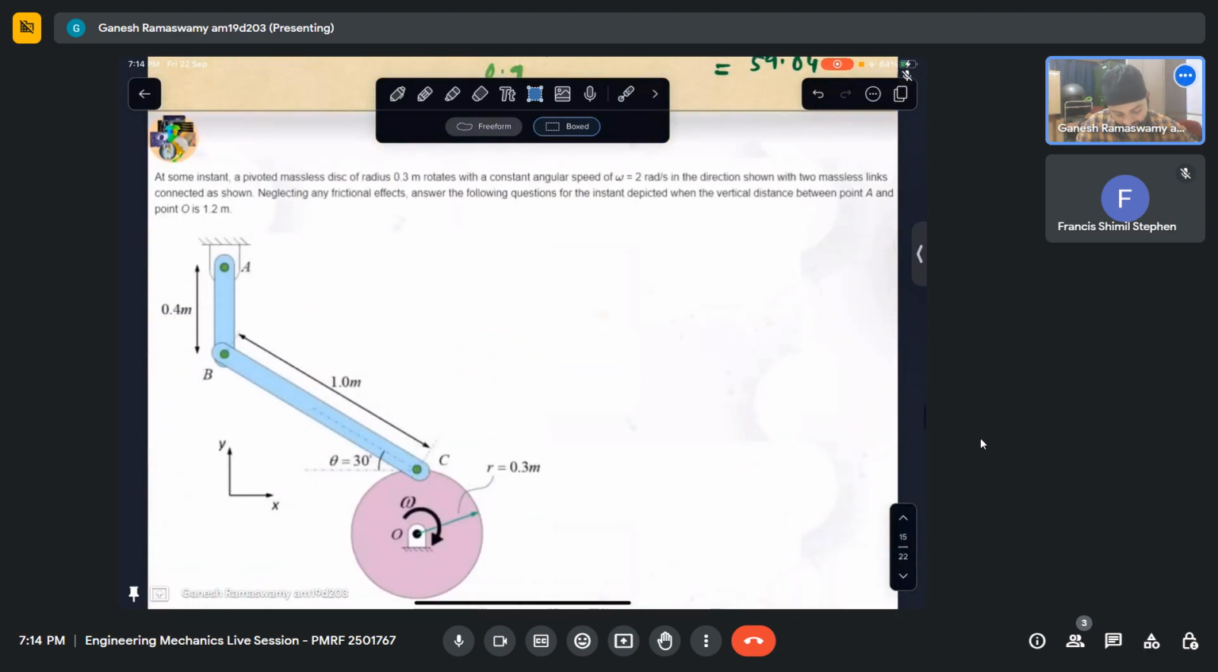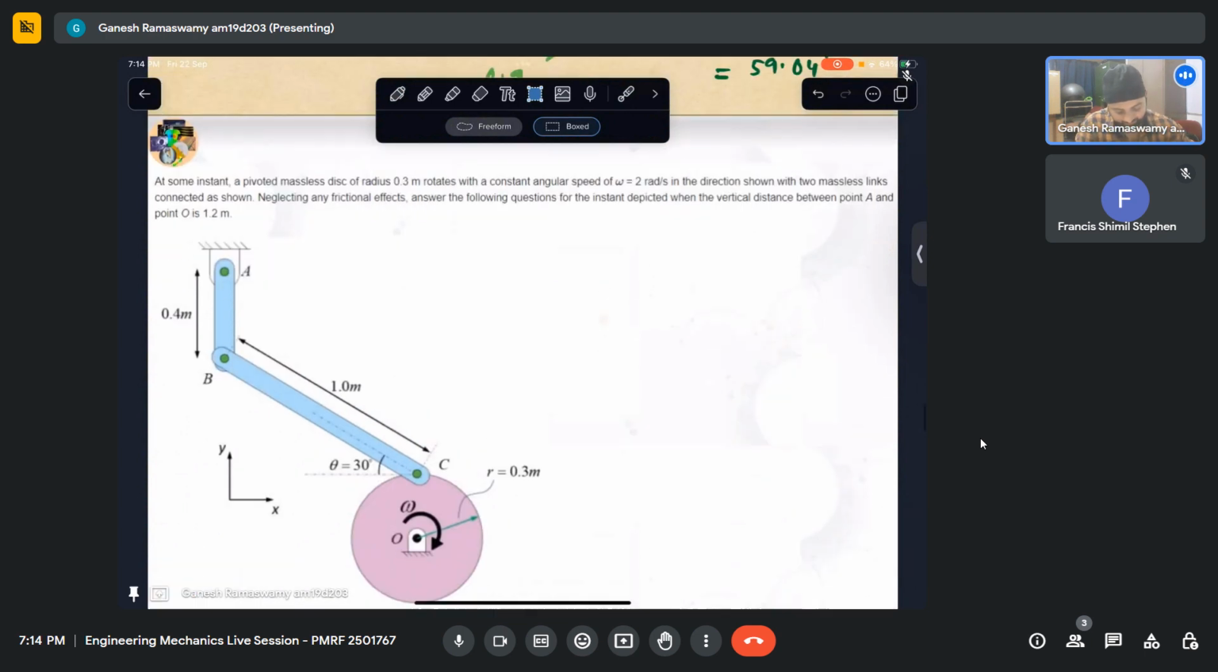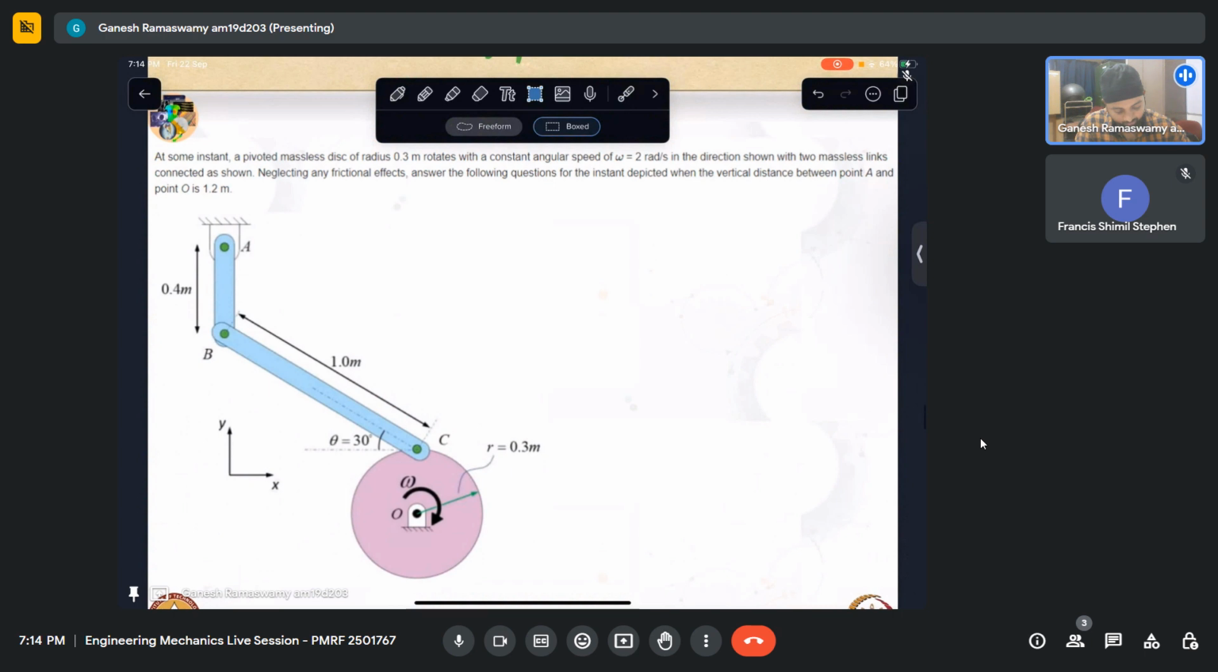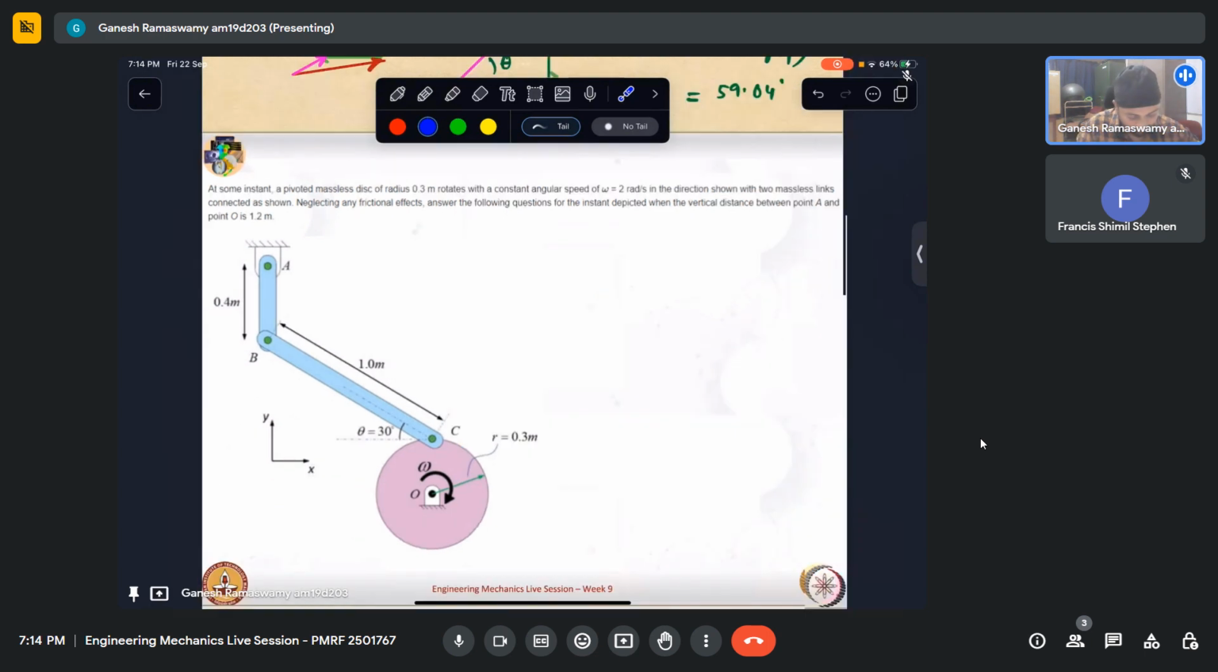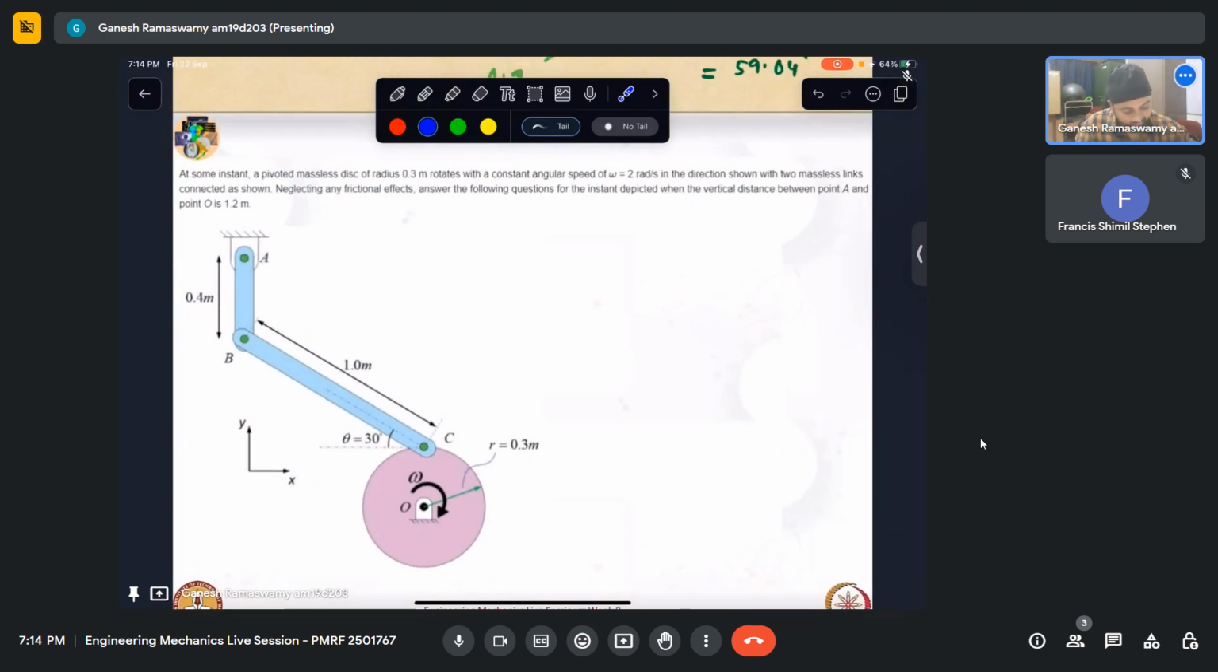Okay. At some instant, a pivoted massless disk of radius 0.3 meter rotates with a constant angular speed of omega equal to 2 radians per second in the direction shown. So it is shown in the clockwise direction with our x and y given like that. So we'll continue with that. In the direction shown with two massless links connected as shown.